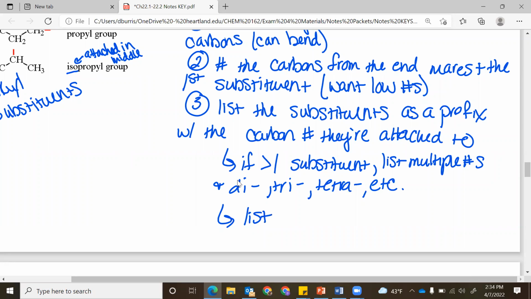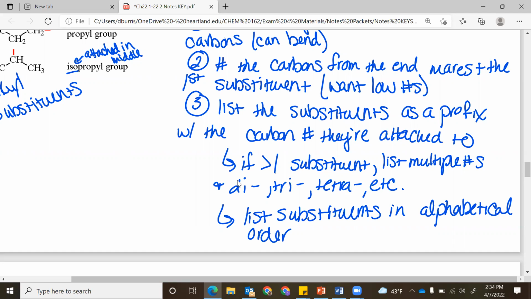That's the last thing I'm writing on here. List substituents in alphabetical order. Those are all the rules that we need to play by for now. So we're going to do a couple of these, and then we're going to talk about cyclos, and that's going to be about it for today. And then we're going to talk about the paper.